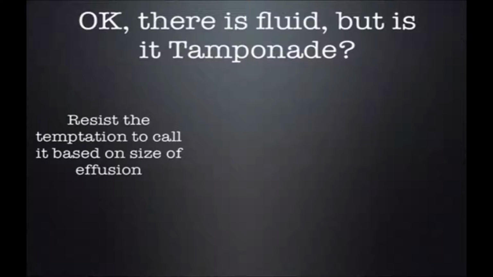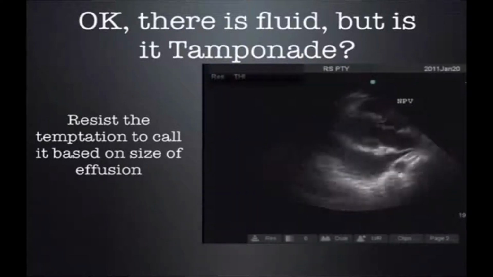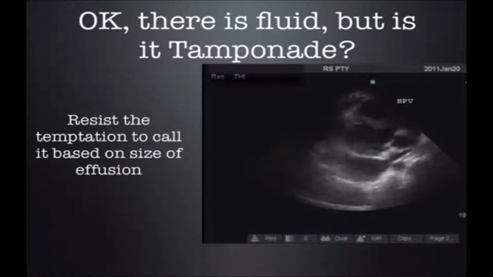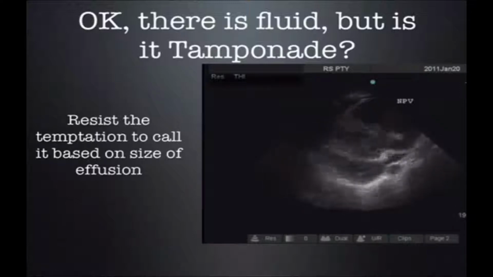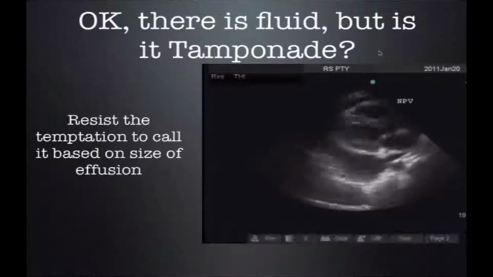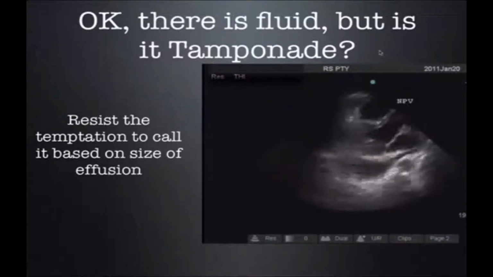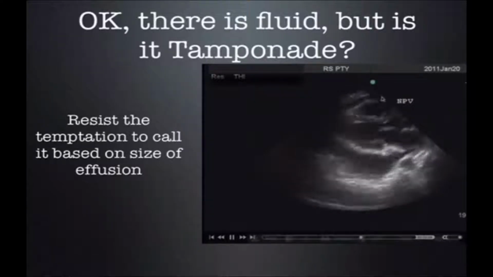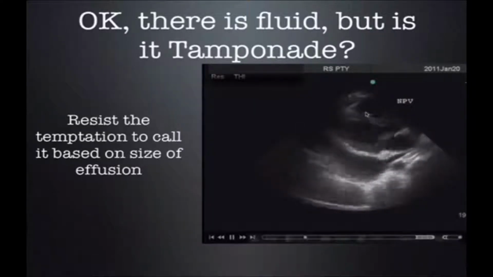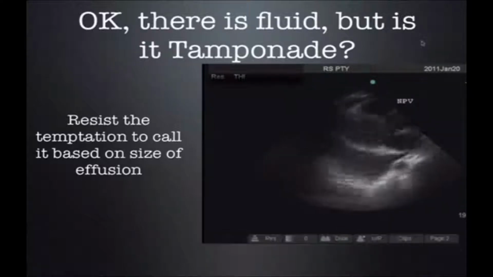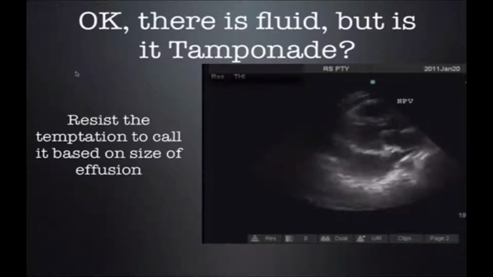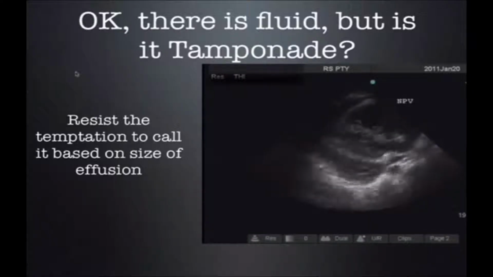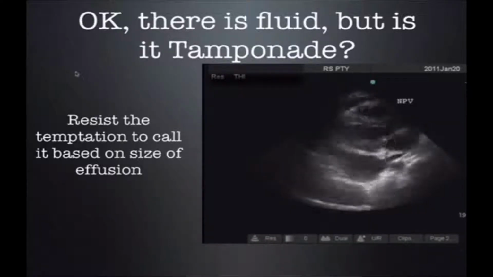I want you to resist the temptation to diagnose pericardial tamponade based on the size of the effusion. Take a look at this pericardial effusion. Can we determine that this patient has pericardial tamponade? The answer is no. We can't determine that this patient has tamponade. Certainly has a large pericardial effusion. Looking at the free wall of the right ventricle, I don't see any collapse of the right ventricular free wall in this case, but it's not a complete evaluation. The point I'm trying to make is it's certainly a large pericardial effusion. It does not mean this patient has pericardial tamponade.